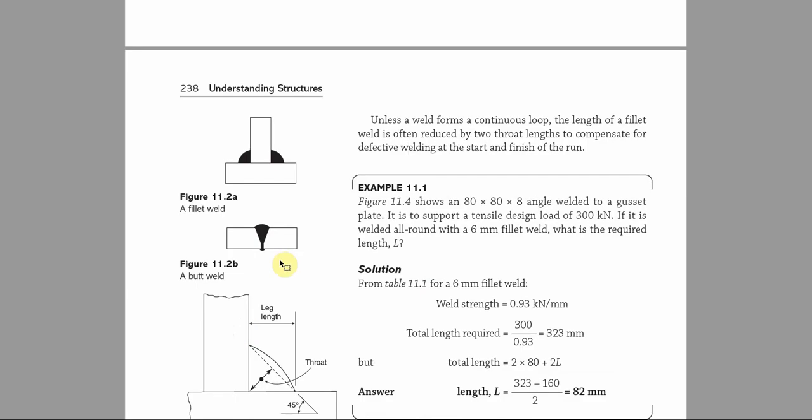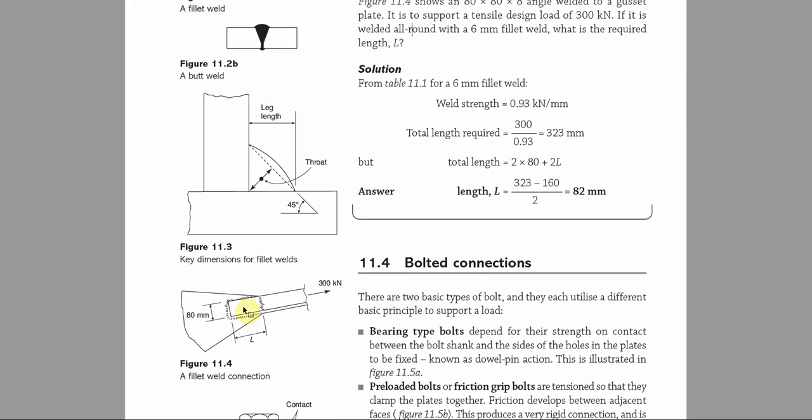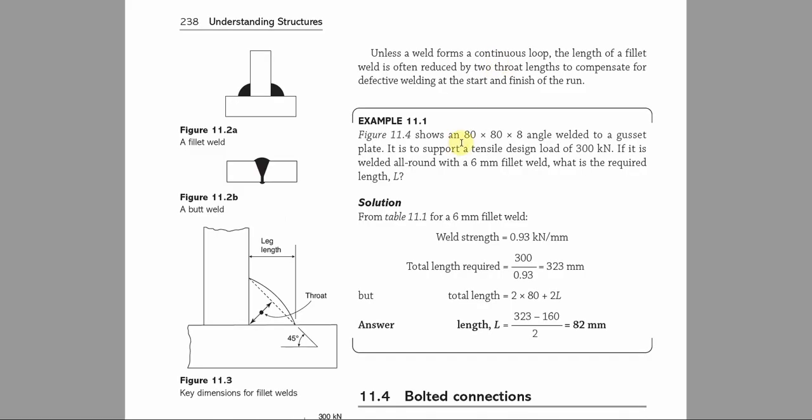Now let us just look at an illustration on how this leg length is being calculated. Let's say, for instance, we have an 80 by 80 by 8 angle welded to a gusset plate, as in figure 11.4. This is 11.4. Now we have this member 80 by 80, and the thickness is 8 mm. It is to support a tensile design load of 300 kilonewton. If it is welded all round with a 6 mm fillet weld, what is the required leg length L?